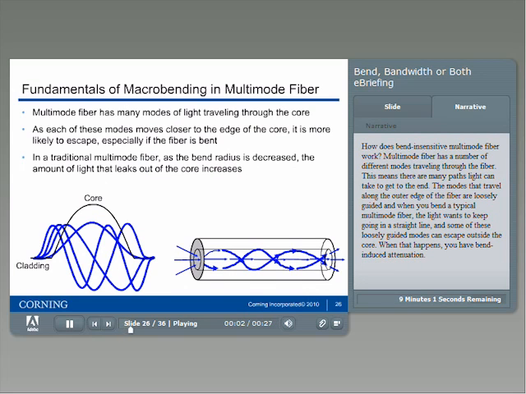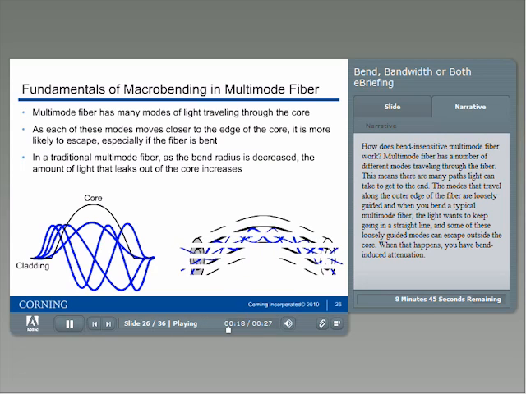How does bend-insensitive multimode fiber work? Multimode fiber has a number of different modes traveling through the fiber. This means there are many paths light can take to get to the end. The modes that travel along the outer edge of the fiber are loosely guided, and when you bend a typical multimode fiber, the light wants to keep going in a straight line, and some of these loosely guided modes can escape outside the core. When that happens, you have bend-induced attenuation.